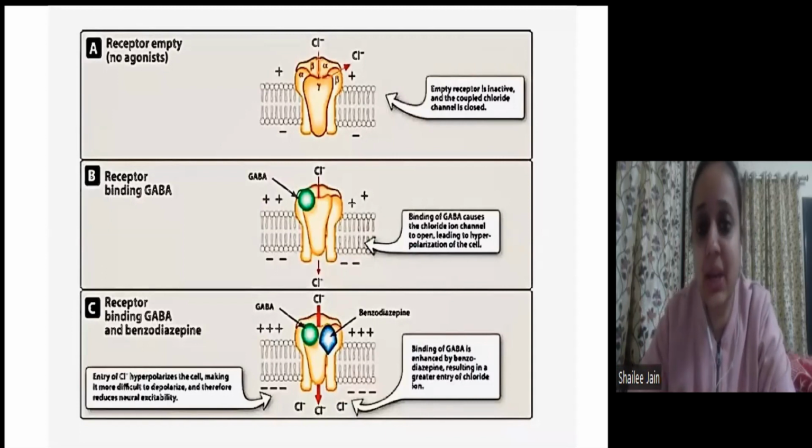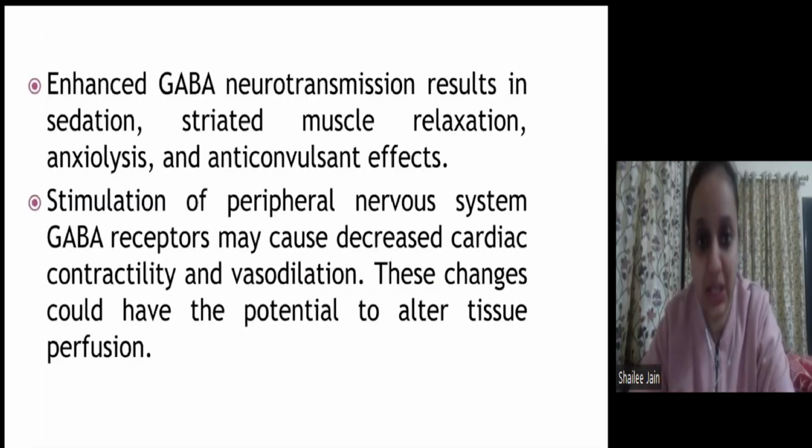So enhanced GABA neurotransmission results in sedation, striated muscle relaxation, anxiolysis, and anticonvulsant effects. Stimulation of peripheral nervous system GABA receptors may cause decreased cardiac contractility and vasodilatation. So these changes could have the potential to alter tissue perfusion. Also, these can cause bradycardia, these can cause hypotension.